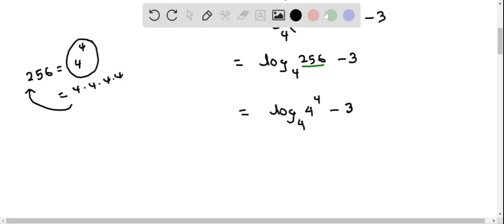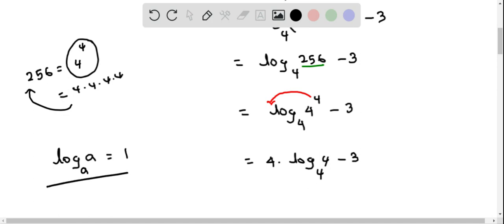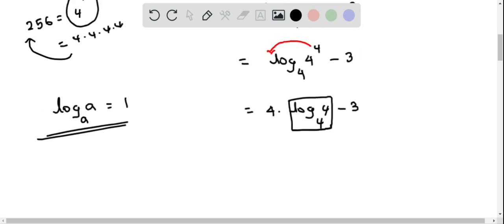Now, using the properties of logarithms, we can bring this power in front. That is, this power will get multiplied with this expression. So therefore, this can be written as 4 times log 4 to the base 4, minus 3. Now we know another property of logarithm, that is log of a number to the same number equals 1. So using this property, we see that log of the number 4 to the same number 4 equals 1. So we get 4 times 1 minus 3, and this equals 4 minus 3 equals 1.